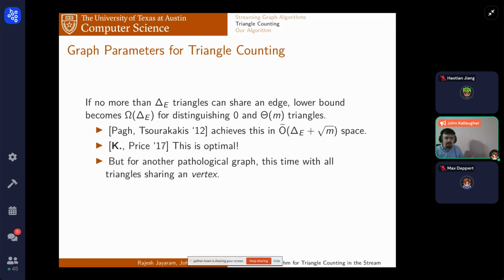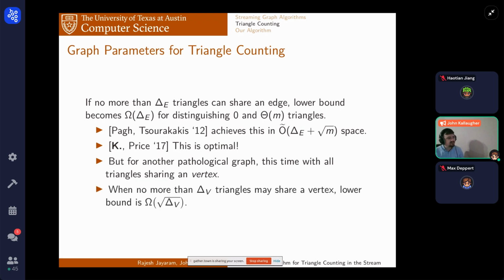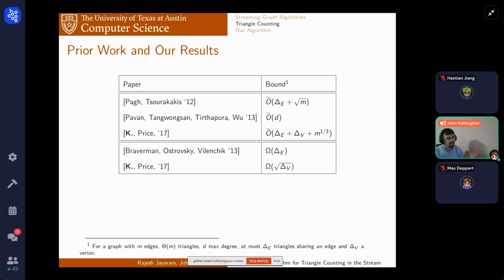But this lower bound is another one of these pathological graph families. This time you require that every single triangle shares a vertex, and like in the case I mentioned before, when you restrict the number of triangles that share a vertex to delta v, this lower bound now becomes square root delta v. And so with this extra parameter, I just want to give you a quick view of what the previous work is here.